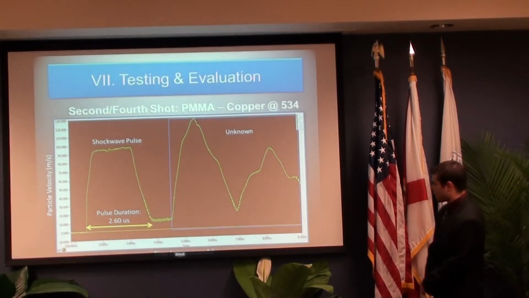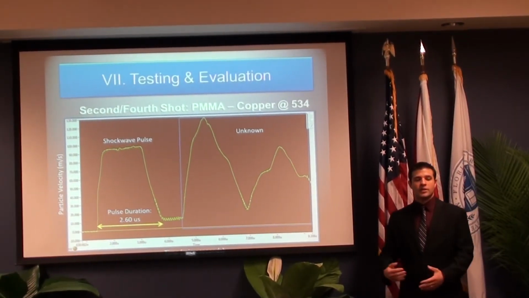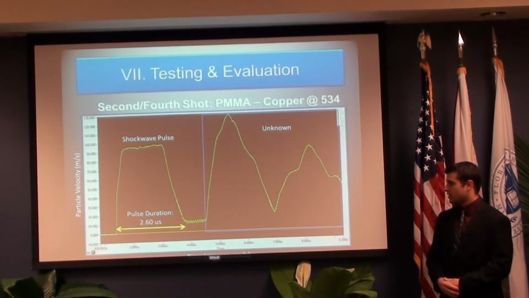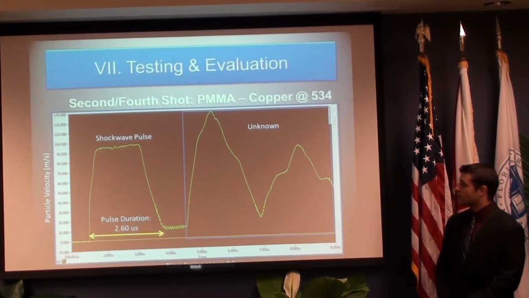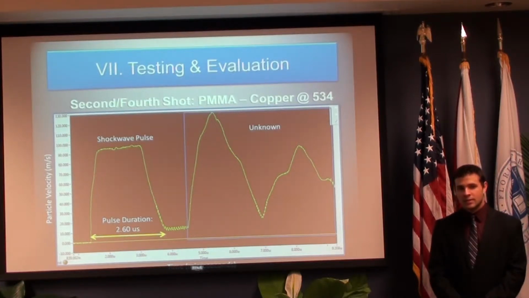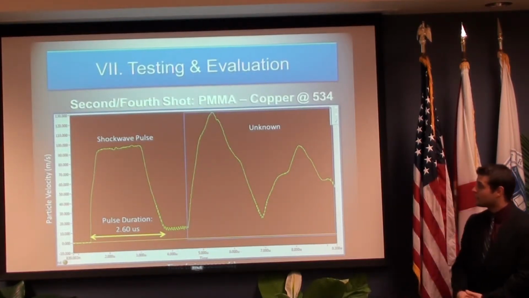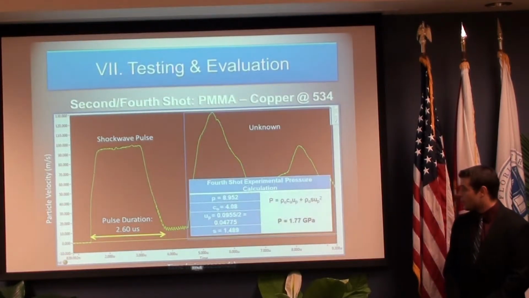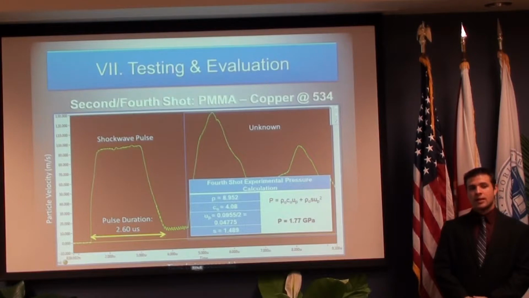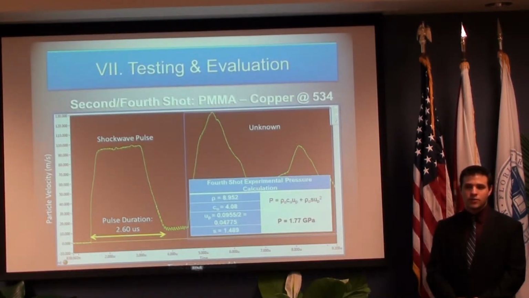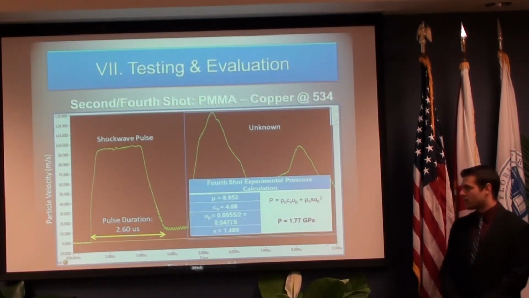So for the second shot, we actually had an error recording the data, so we had to redo it. The fourth shot we did was the same specifications as the second shot. As you can still see, the shock wave pulse with no spall. Our pulse duration was 2.6 microseconds, and again, we still have the same anomaly after the shock pulse, which is again being researched by AFRL. Our impact pressure is 1.77 gigapascals, enough to start creating voids within the copper, but until an actual X-ray examination, we won't know if voids were created or not.